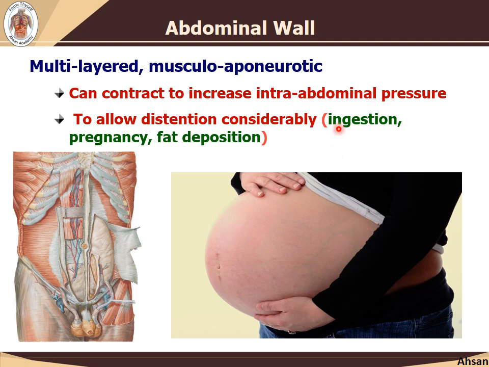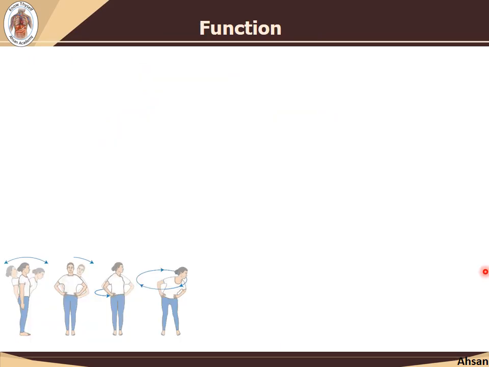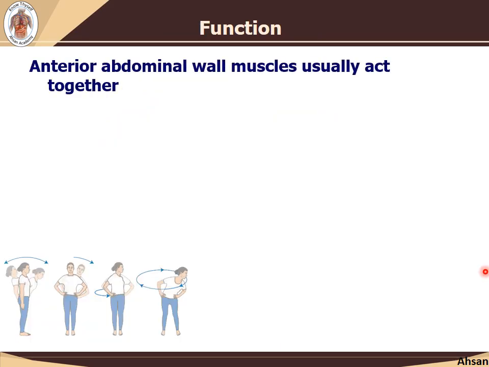If we take a large amount of food, no problem. Pregnancy causes large enlargement of the uterus, and there is accommodation of fat in the mesentery. All can be done because of the softness of this wall. So what is the function of this type of wall in the abdomen?